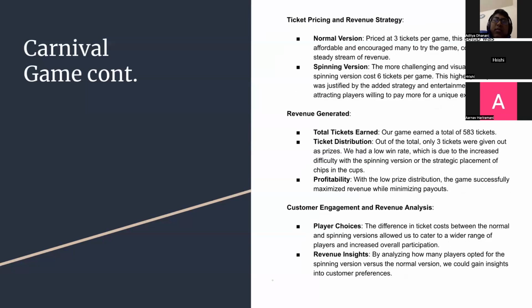Carnival Gate continued. Ticket pricing and revenue strategy. In the normal version, the tickets were priced at 3 tickets per game. This setup was affordable and encouraged many players to try the game, contributing to a steady stream of revenue.